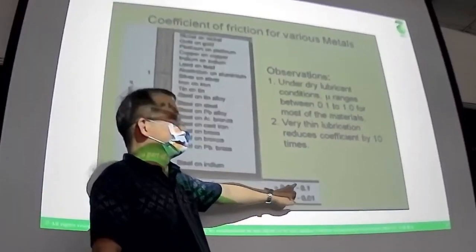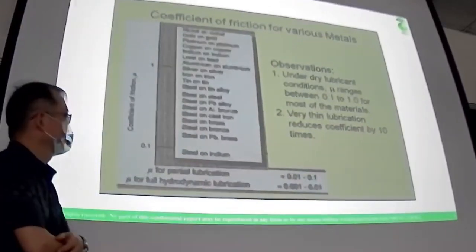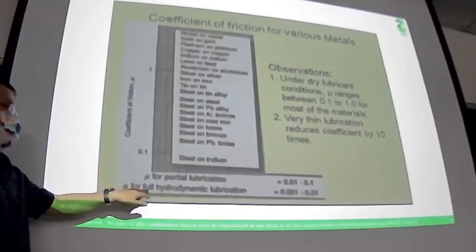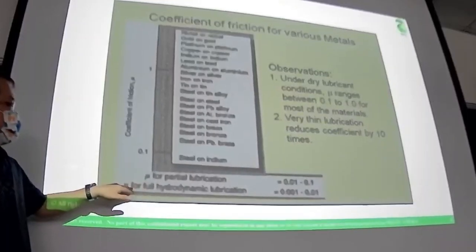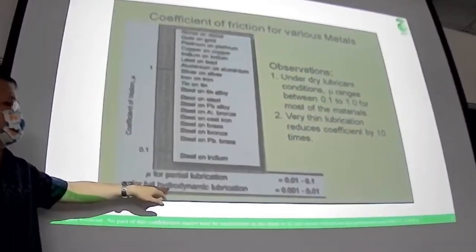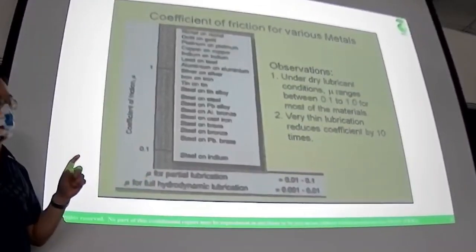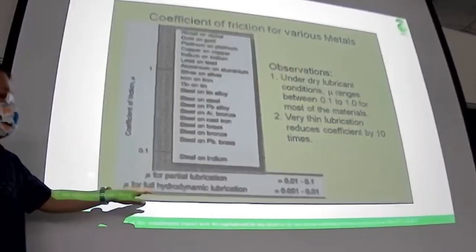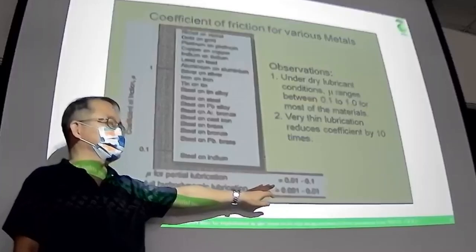So with partial lubrication, the coefficient of friction will be reduced to 10 to the minus 1 to 10 to the minus 2. If your film thickness is thick enough for full hydrodynamic lubrication, which means a very thick lubricant, the coefficient of friction will be reduced to 10 to the minus 2 to 10 to the minus 3.